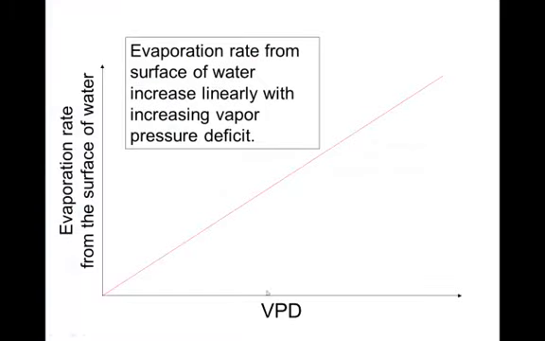So if you show the relationship between VPD and evaporation rate, then the relationship should be linear like this. The greater the VPD, then more water holding capacity for the air, therefore more evaporation rate can potentially occur from the surface of the water.